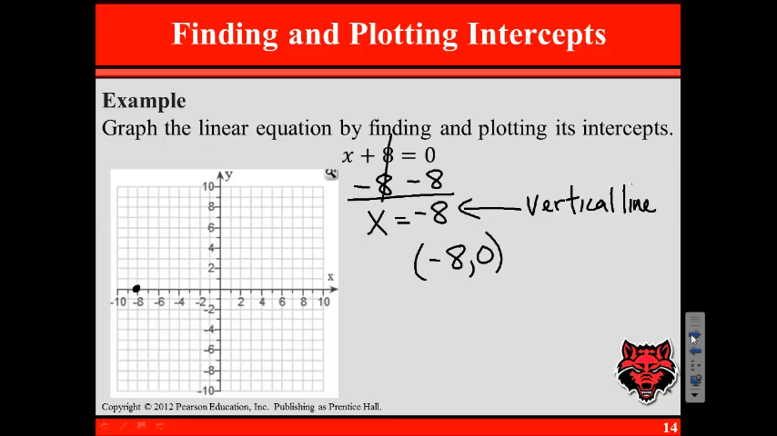And because we know that x equals -8 is a vertical line, we find a point that is directly above -8, 0 or directly below -8, 0. It doesn't matter, because above or below, those 2 points will connect to form a vertical line.